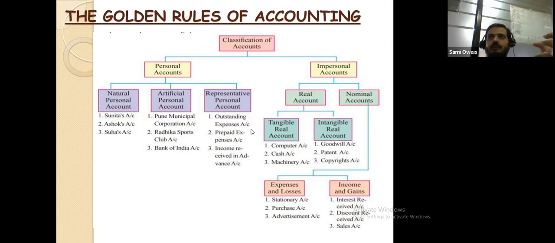And that is also representing my owner, right? The owner of my building, of the campus, under the prepaid expenses. That is why this is called a representative personal account. Real account is all the tangible or intangible assets.